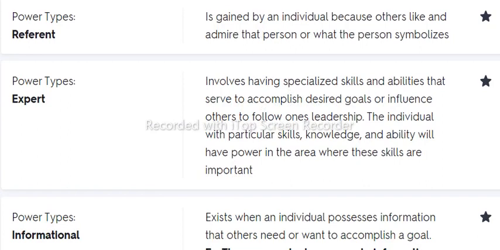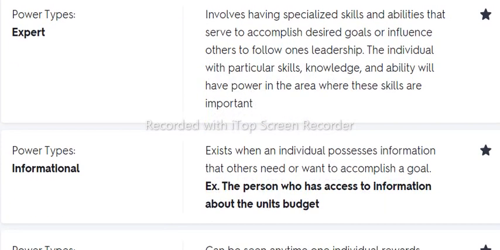Power types. Referent is gained by an individual because others like and admire that person or what the person symbolizes. Power types. Expert involves having specialized skills and abilities that serve to accomplish desired goals or influence others to follow one's leadership. The individual with particular skills, knowledge, and ability will have power in the area where these skills are important.